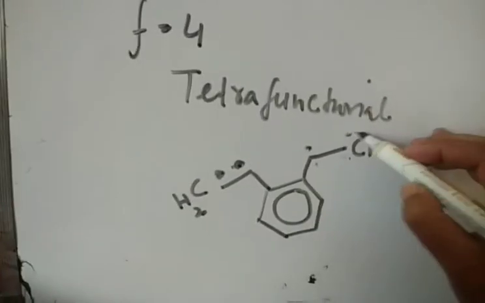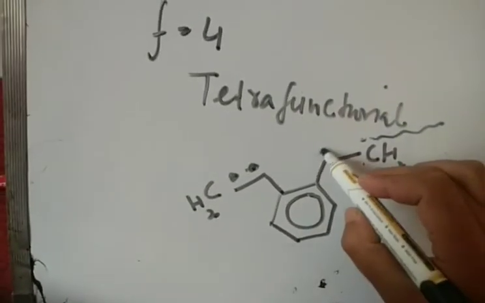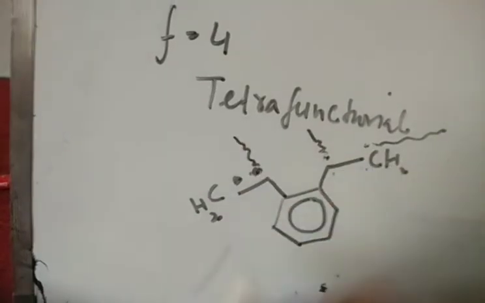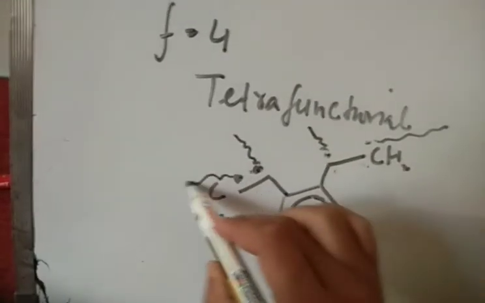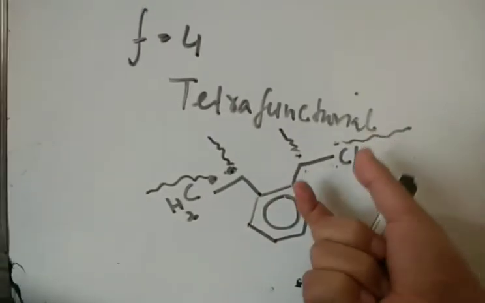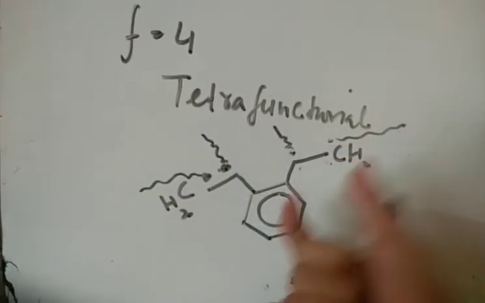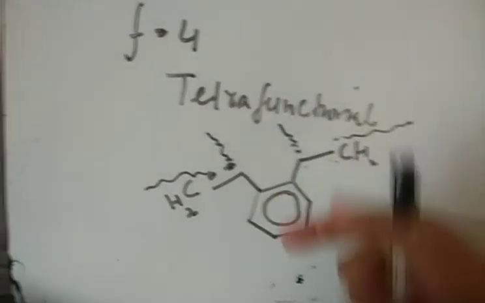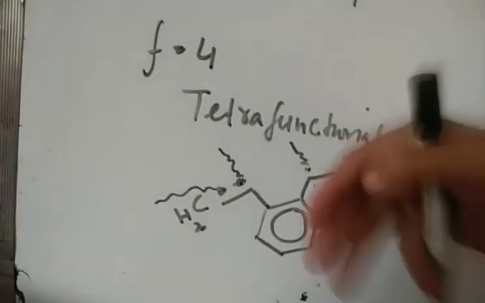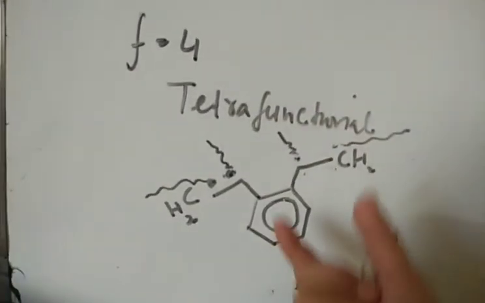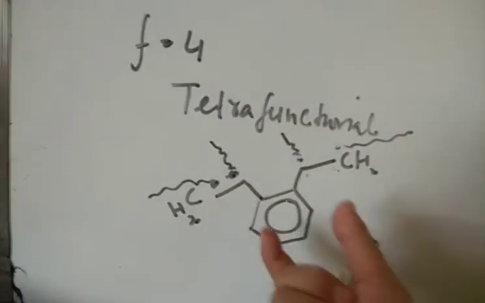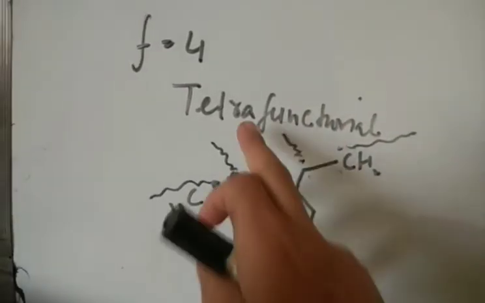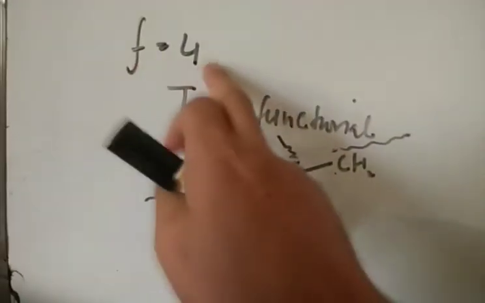Now, it can participate in polymerization through this side. It can also participate through this side, and this side, and this side. That means we have 4 sites via which it can undergo the polymerization process, or via which chain extension or chain elongation can happen. So it participates in the polymerization through 4 sites. It's called tetrafunctional, so its F is equal to 4.